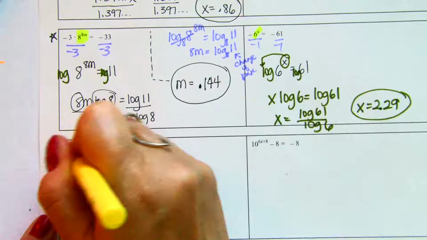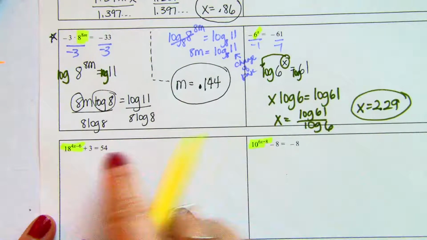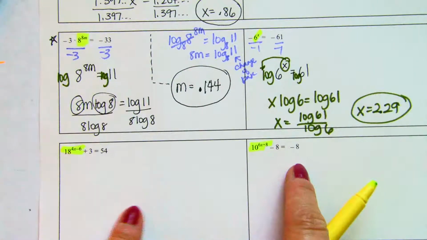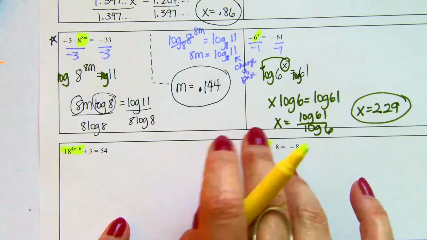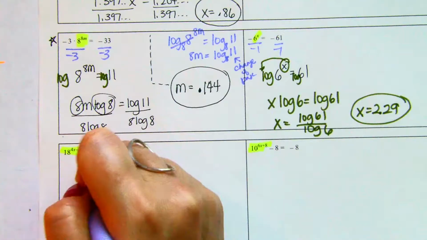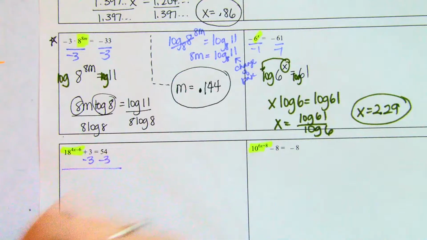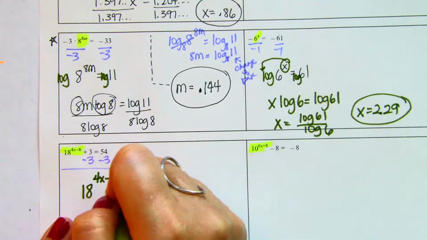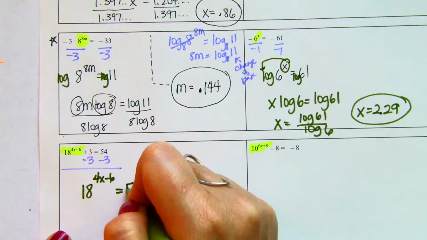All right, so the ones down here at the bottom, instead of having to divide by something, in these two cases, you need to isolate by either adding or subtracting. So I'm going to show you this one, and then hopefully you can pause and try the other one on your own, and then we'll double check and see if you got it right. Okay, I'm going to add -3. And so I get 18 to the 4x minus 6 equals 51.